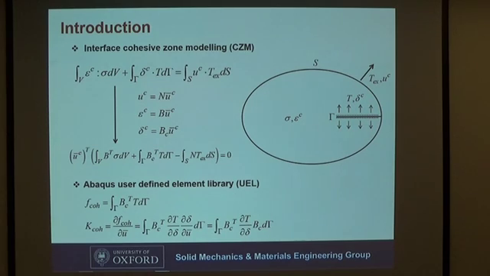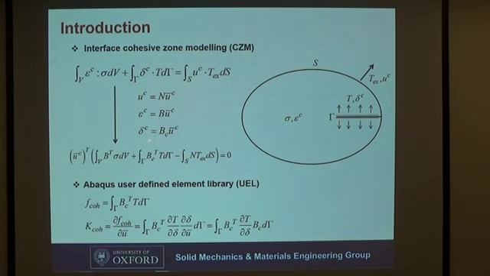So the tool we are going to use is cohesive zone modeling, and it's a very powerful tool if you know the potential crack propagation path. The framework is based on the virtual work principle: the work done by the actual stress on the body, plus the work done by the traction on the interface or the cohesive zone here, equals the work done by the external load.